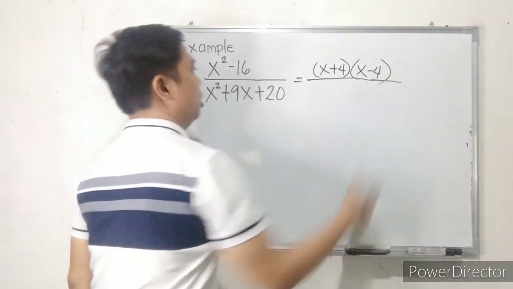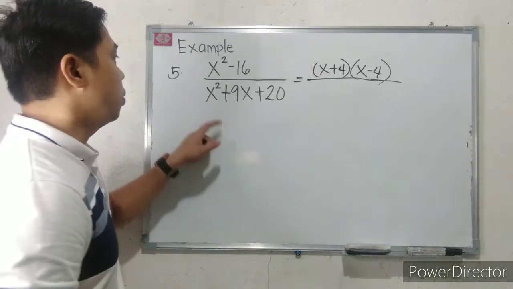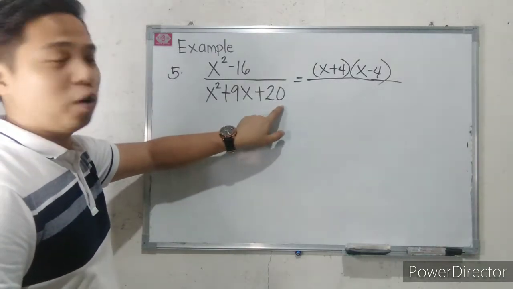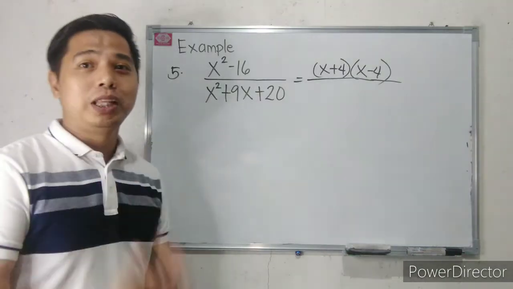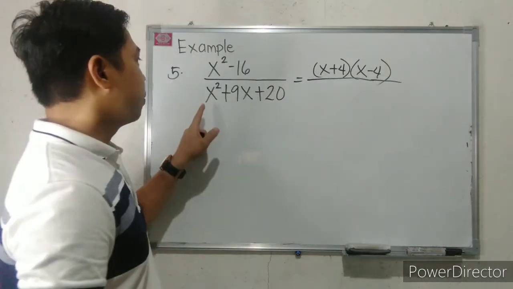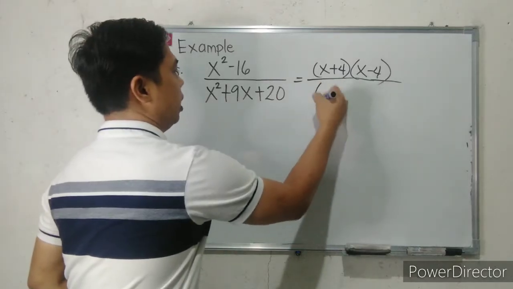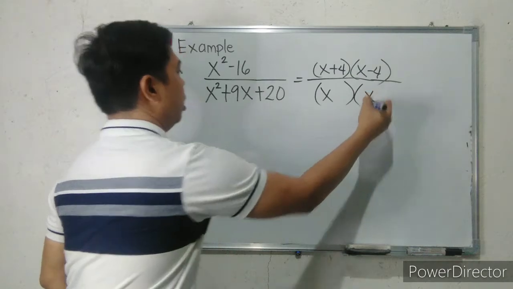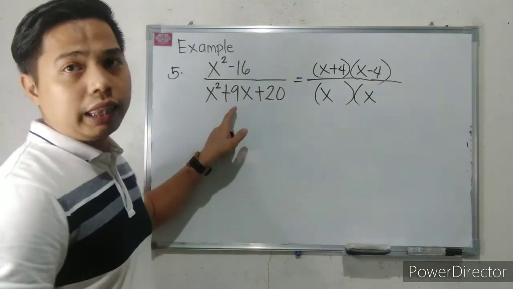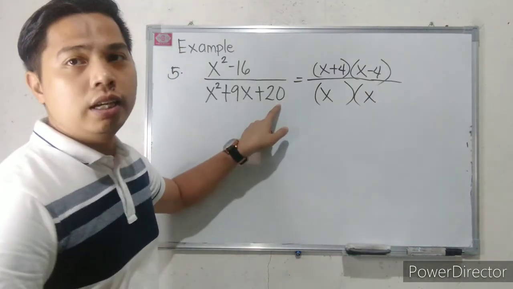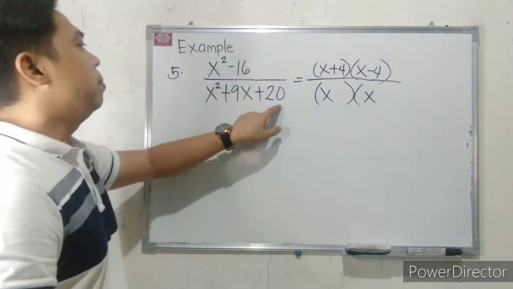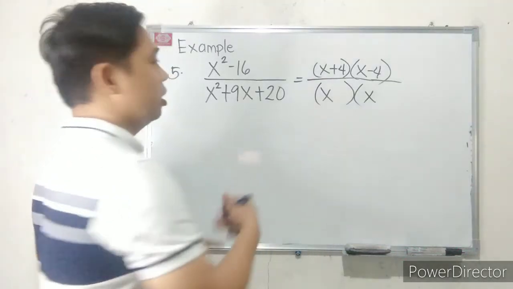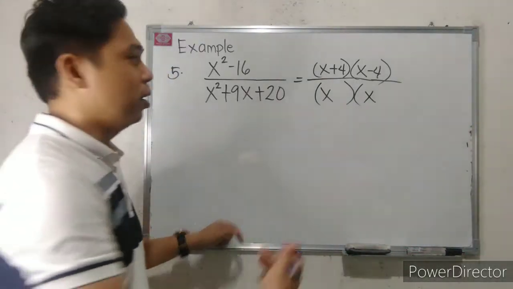Next, let's proceed with our denominator. So, x squared plus 9x plus 20. So, trinomial. Paano natin kukunin to? So, mag-iisip ulit tayo ng dalawang number na pag pinag-multiply natin, ang magiging sagot ay 20. At pag pinag-add natin, ang magiging sagot ay 9. So, ano yung dalawang number na yun? So, that is 5 and 4.